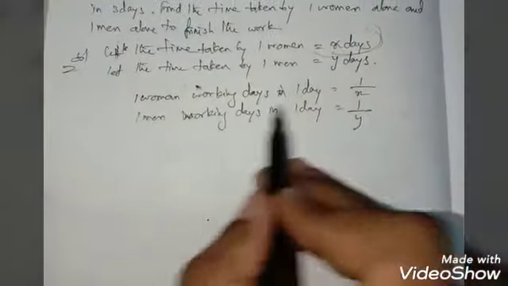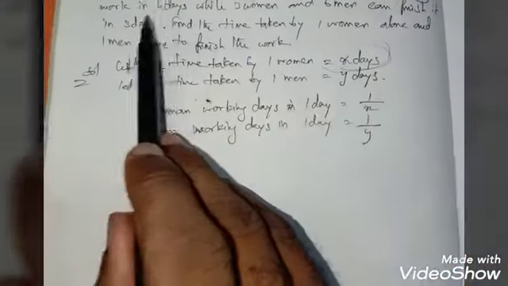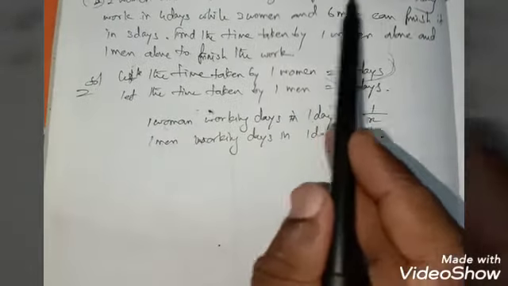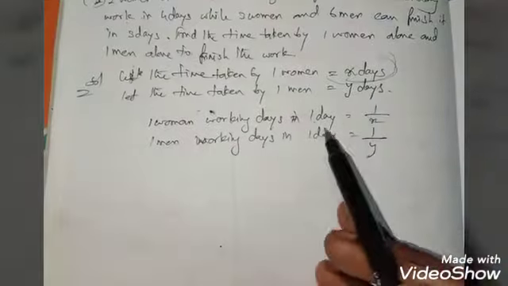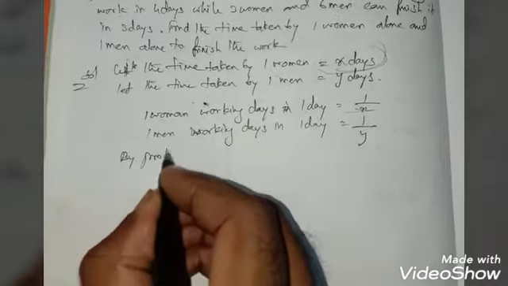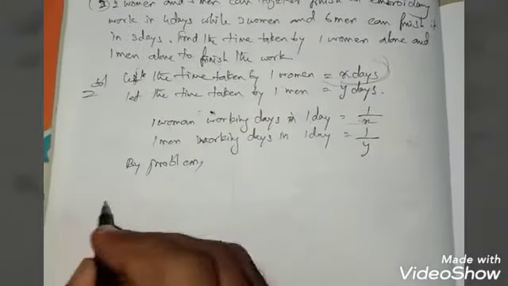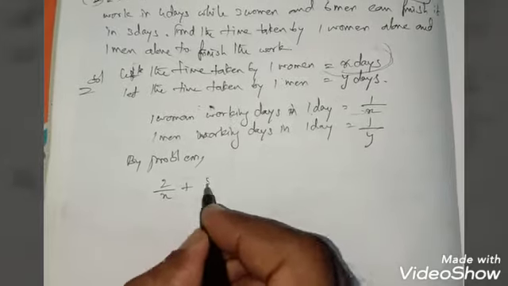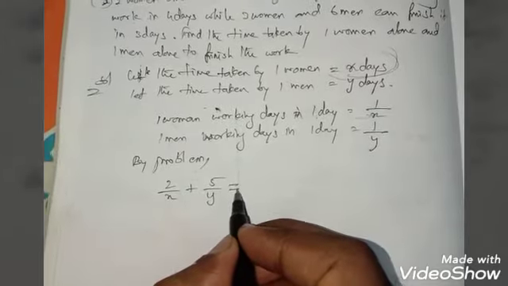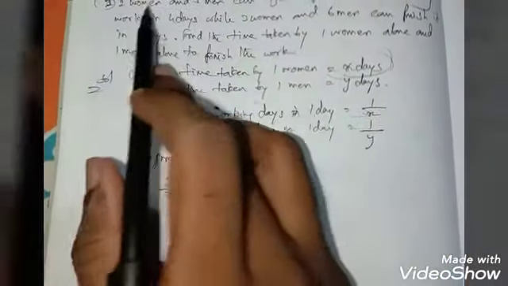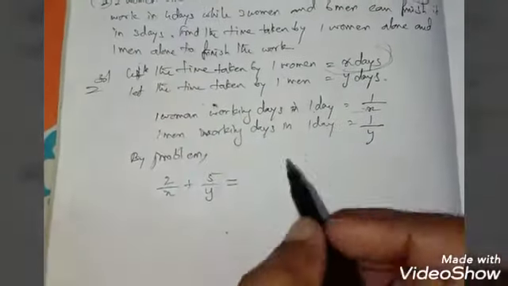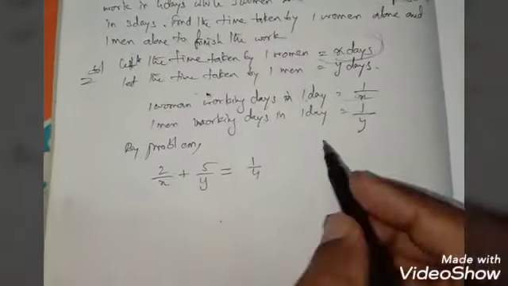Now after converting into 1 by x and 1 by y, next let us go to our problem again. What they have given here is that 2 women and 5 men can together finish the work. We are assuming 2 women as 2 by x. By the problem, we can say 2 by x plus 5 by y. Together they said, so that's why we are taking 2 by x plus 5 by y is equal to 1 by 4, since these 2 women and 5 men together can complete this work in 4 days. 4 days means we can write 1 by 4, right?